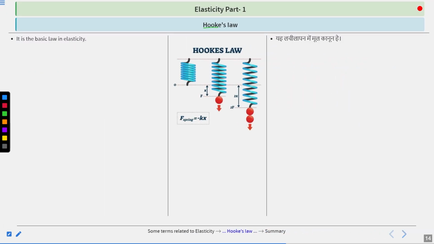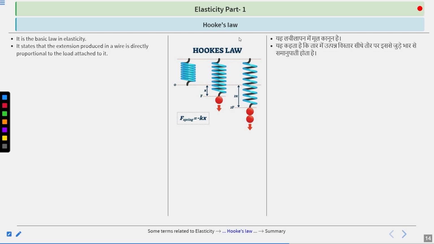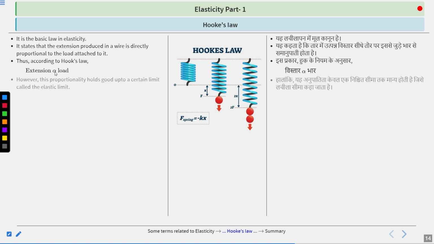Now, Hooke's law. What do you mean by Hooke's law? Hooke's law is the basic law in elasticity. It states that the extension produced in a wire is directly proportional to the load attached to it. However, this proportionality holds good only up to a certain limit. After this, the proportionality will also be affected, and this limit up to which the proportionality holds good is known as the elastic limit. Got it?